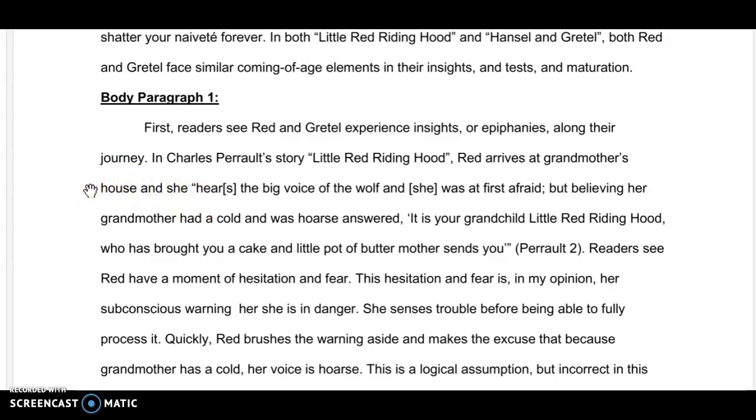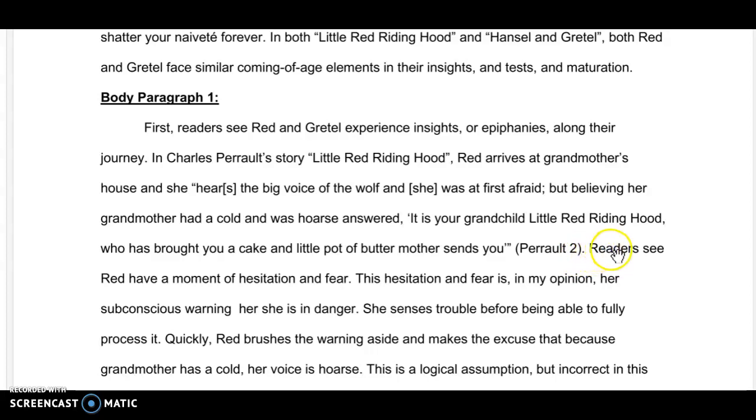That lets the reader know that this was added by the writer, which is me. So she hears the big voice of the wolf, and she was at first afraid, but believing her grandmother had a cold and was hoarse, answered, "It is your grandchild, Little Red Riding Hood, who has brought you a little cake and a little pot of butter mother sends you." Notice that my punctuation does not go immediately after this sentence. In parentheses, I put Perrault 2, so that tells me the author and the page number, and then the period goes after that. That is how you should be doing your citations.